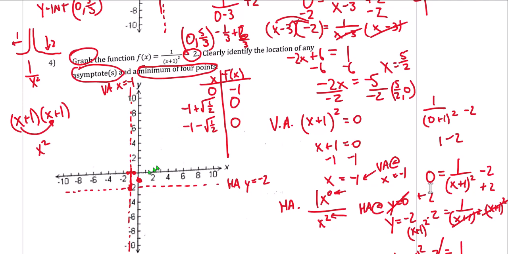Why don't we throw in -2 here to get another point. That will give us 4 points. 1, 2, 3, 4. So when -2 goes in here, I get 1 over -2 plus 1 squared minus 2. -2 plus 1 is -1. -1 squared is 1. 1 over 1 is 1, minus 1 is 0. So -2, I didn't do something right. What didn't I do right?